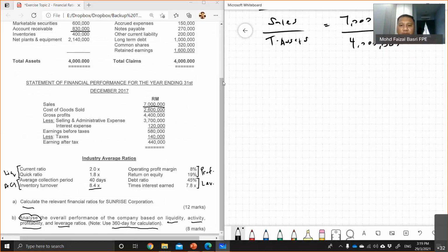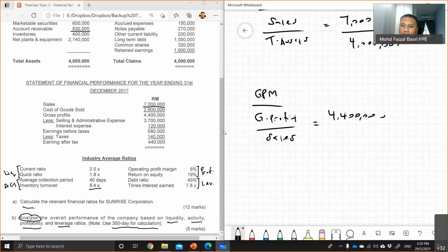Let's say we want to calculate. We have three margins just now. I put it here. Gross profit margin, GPM, which is gross profit divided by sales. So your gross profit is 4.4 million, and divide by sales, which is 7 million.